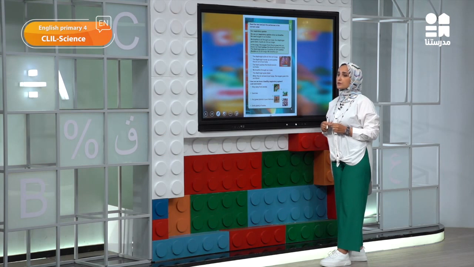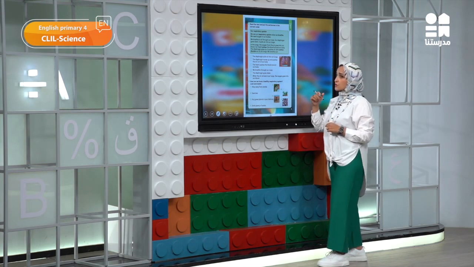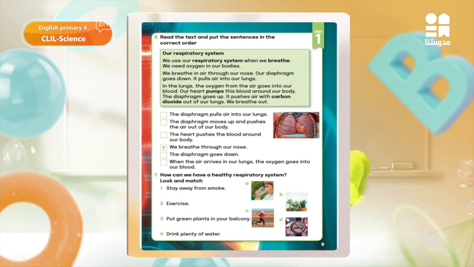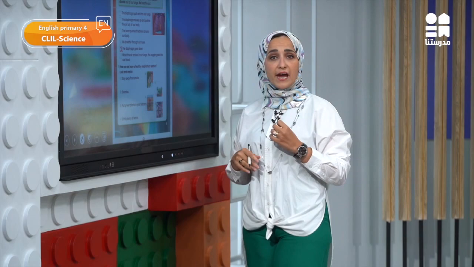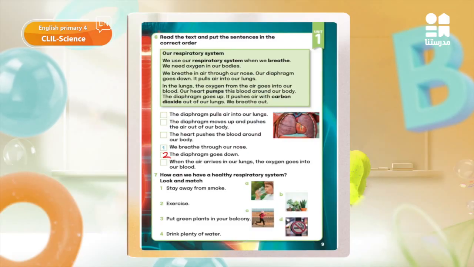Let's go. Very good. Now, let's check our answers together. Number 1, we breathe through our nose. It's already checked. Okay, what about number 2? Yes, the diaphragm goes down. Excellent. So, this is number 2. What about number 3? The diaphragm pulls air into our lungs. Excellent. So, here is number 3.